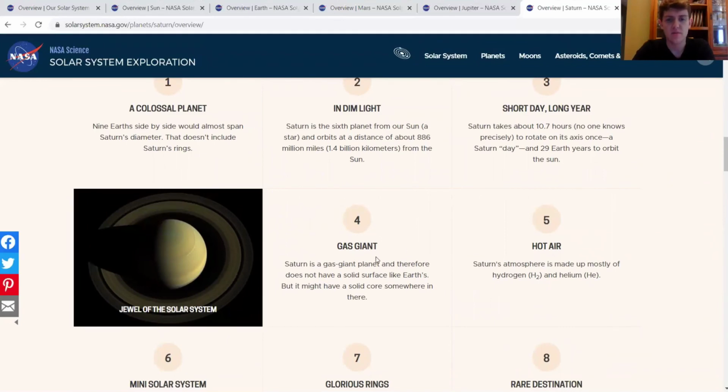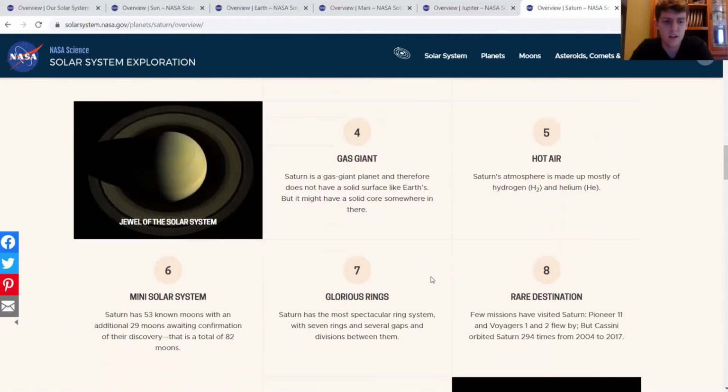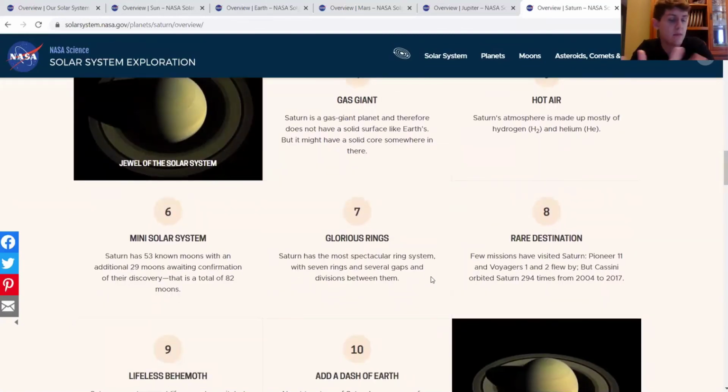Saturn is a gas giant planet and therefore does not have a solid surface like the Earth's, but it might have a solid core somewhere in there. Saturn's atmosphere is made up of mostly hydrogen and helium. Saturn is basically a mini solar system. It has 53 moons with an additional 29 moons awaiting confirmation of their discovery, for a total of 82 moons. That's fascinating. It basically has its own little solar system. That's pretty cool.